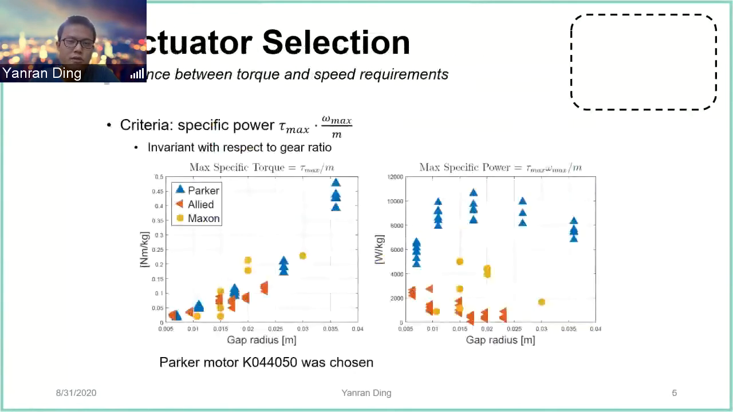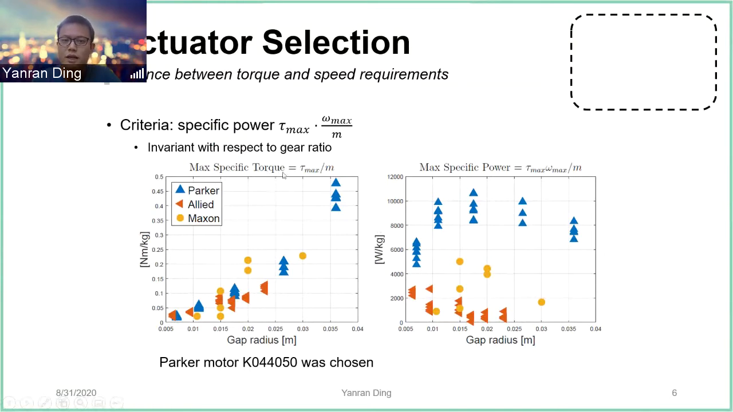We do this by first determining which actuator to choose. Since we want to design a small-scaled robot, we use the specific power as our criterion. Specific power is basically the ratio between the maximum power and the weight of the actuator. On the left-hand side, you can see the figure of gap radius versus the specific torque.